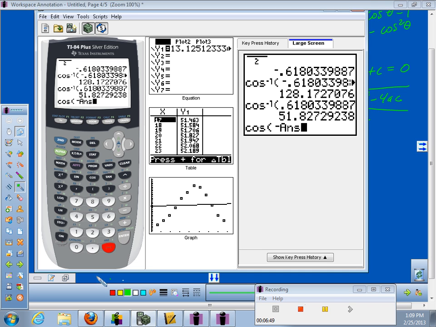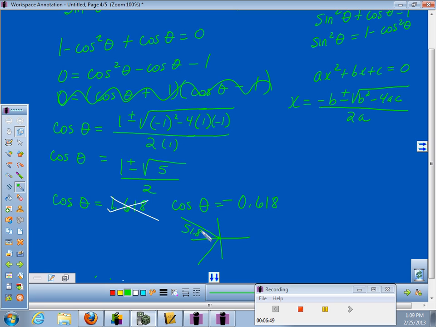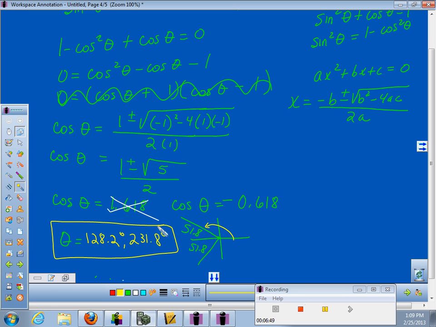Okay, so now, that's the hard part. Name me the answers. 180 minus 51.8 is going to be 128.2. Sorry, 128.2. And then if I do 180 plus 51.8, that's a whole lot easier. I'm going to get 231.8. And there are your two solutions. Once again, did you do anything to cause you to have to check it? We don't have any fractions or anything, so it's okay.